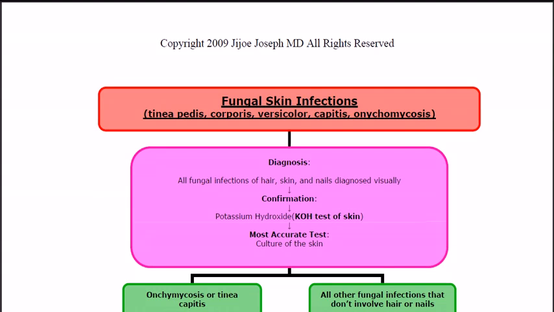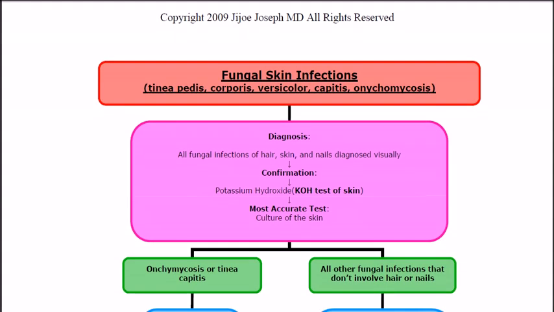Alright, so our next topic for discussion is fungal skin infections. Our examples are tinea pedis, tinea corporis, versicolor, capitis, and onychomycosis. These are fungal skin infections. We're going to diagnose them visually. All fungal skin infections of the hair, skin, and nails are diagnosed visually.